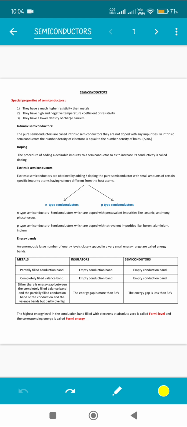Now what is doping? I guess you have heard about the term doping in the case of athletics or other sport events. Doping is something we inject into our body in order to increase our working, increase our capacity. Similarly, doping is a procedure of adding a desirable impurity. The impurity can be another atom added to a semiconductor so as to increase its conductivity. So we are going to enhance its conductivity. In order to do that, we are adding some extra impurity in it.